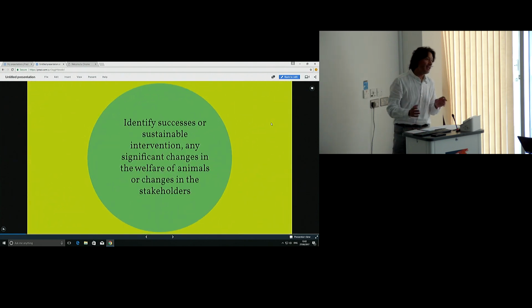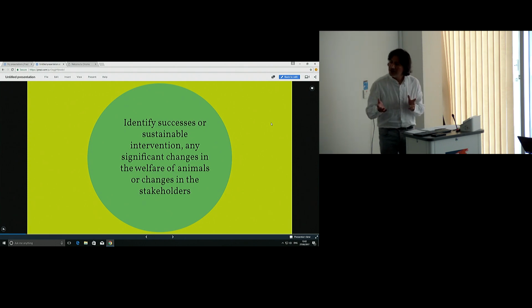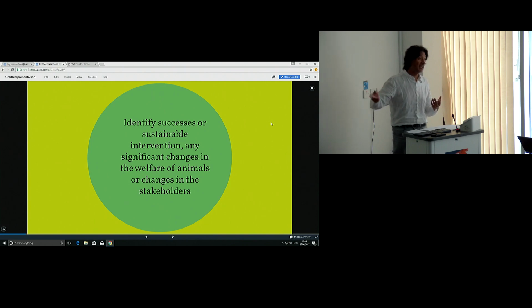You will see that usually all evaluations have more or less the same objectives. They want to look at all the successes and what we learn, in this case the changes in the welfare. In a way, all the evaluations have the same meaning, but maybe the wording is different. In this case: identify successes or sustainable interventions, any significant change in the welfare of animals or changes in the stakeholders.